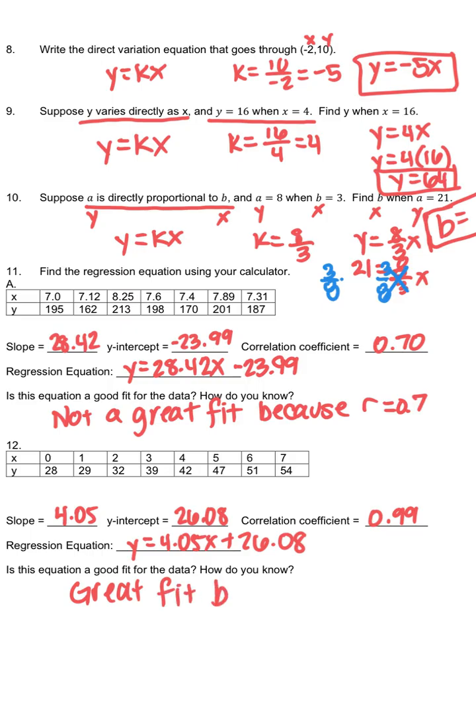Because R equals 0.99. We're very close to 1, right? The closer we are to 1, the better the fit is.